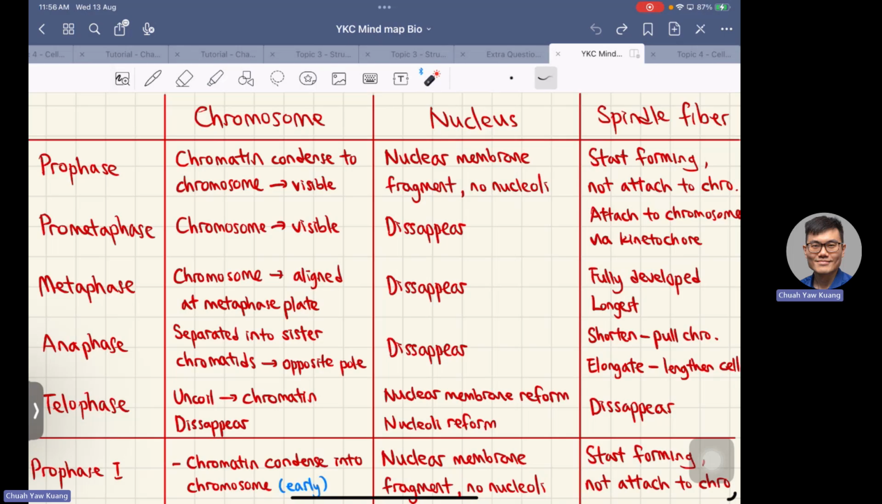So you can see here, in telophase, the chromosomes start to uncoil, so that's why they start to reform into chromatin, and you can see them start to disappear. In the nucleus, the nuclear membrane will reform, the nucleus will reform, and the spindle fiber will start to disappear. So with that, that is the behavior of the chromosome, nucleus, and spindle fiber in mitosis. I give you 1 minute to complete your table.